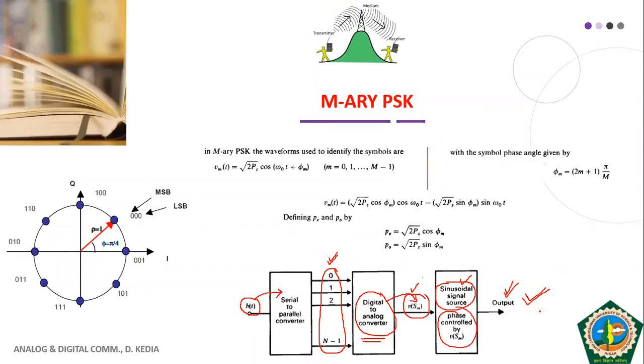So this is how we are able to generate various sinusoids with different phases, and those phase values are controlled by these voltage values, which correspond to the n bit digital symbol. Fine. So this is the way we generate M-ary PSK signal. I hope all of you have understood this very clearly. Next.